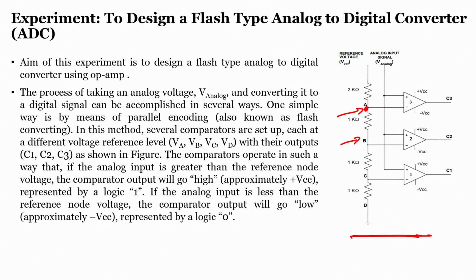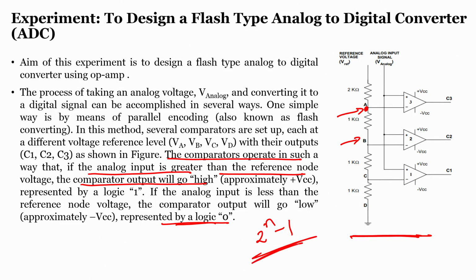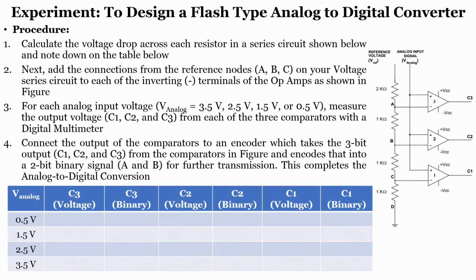So that is what we said, that comparators operate in such a way that if the analog input is greater than the reference node, the comparator output will go high, and it can be represented by logic 1, while if the analog voltage is less than the reference node, the comparator output will go low, which can be represented by logic 0. So for the ADC, the number of comparators that are required can be given as 2 raised to n minus 1. So this is how we can easily understand how many comparators we can use for designing the A to D converter. So if you want to perform the experiment, what can we do?